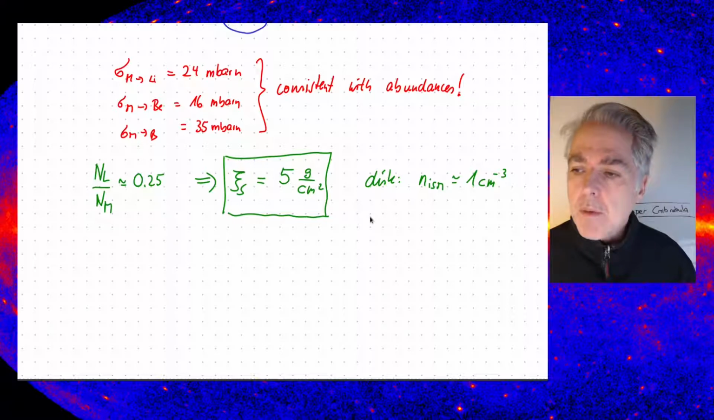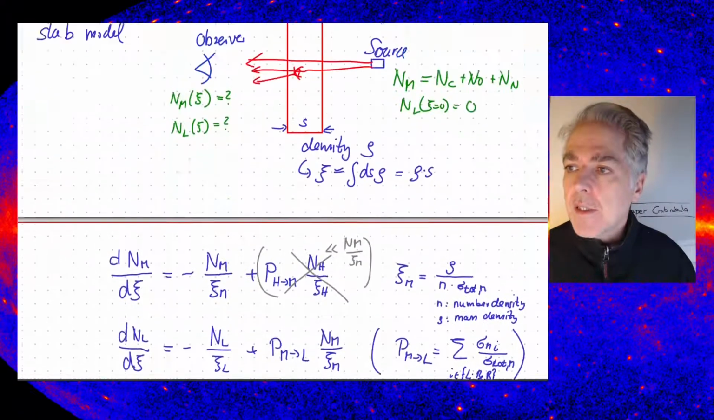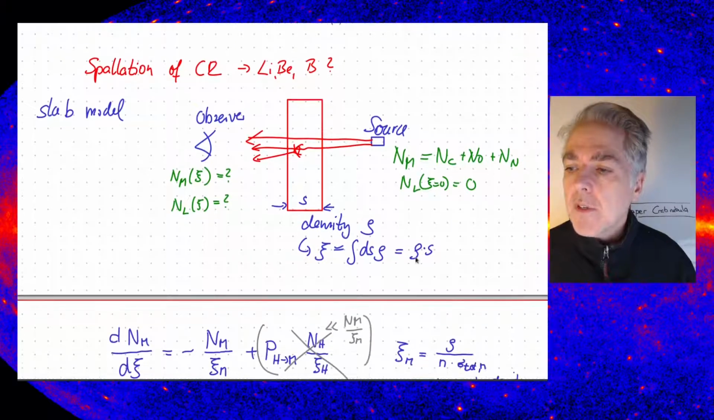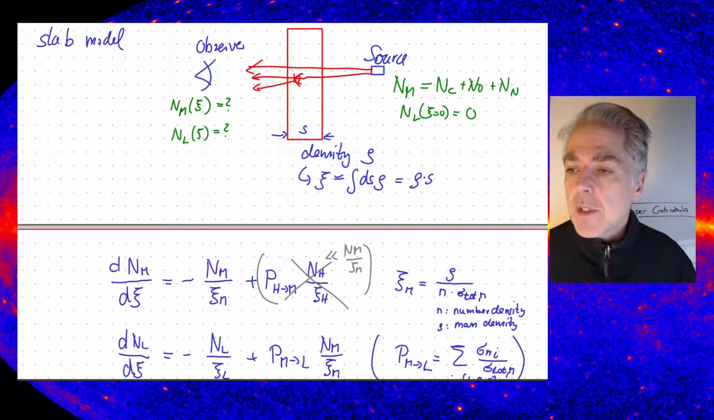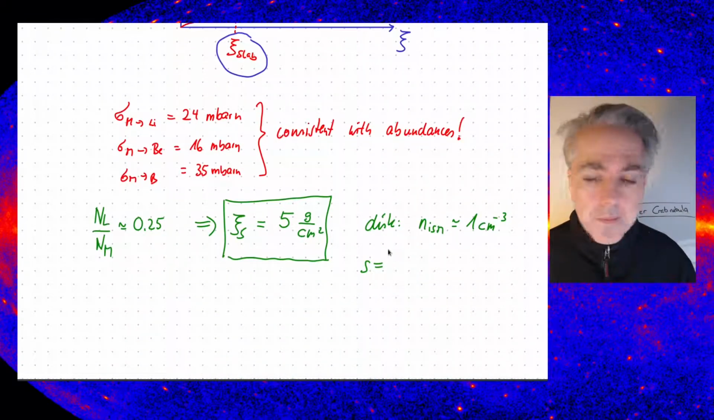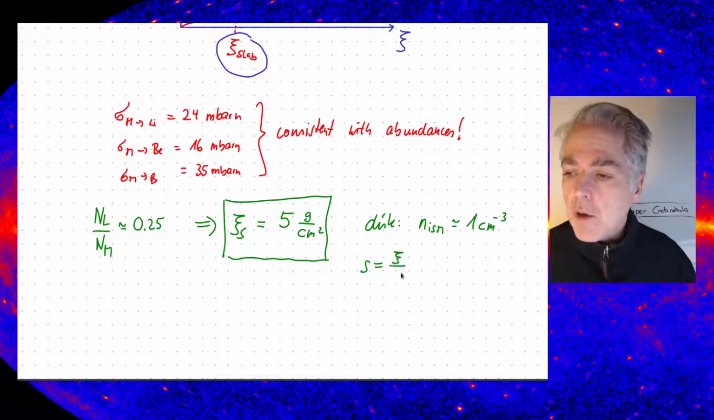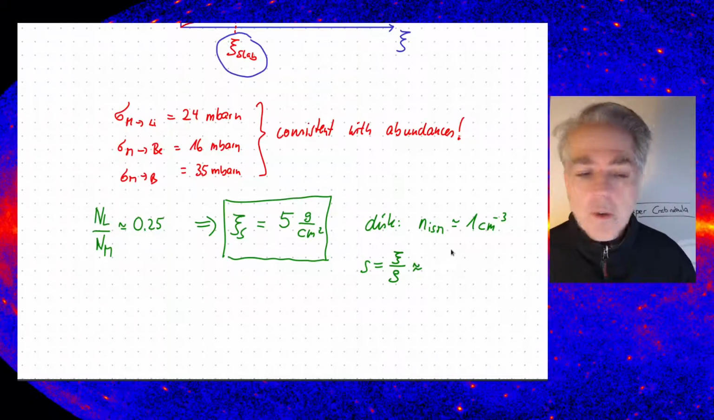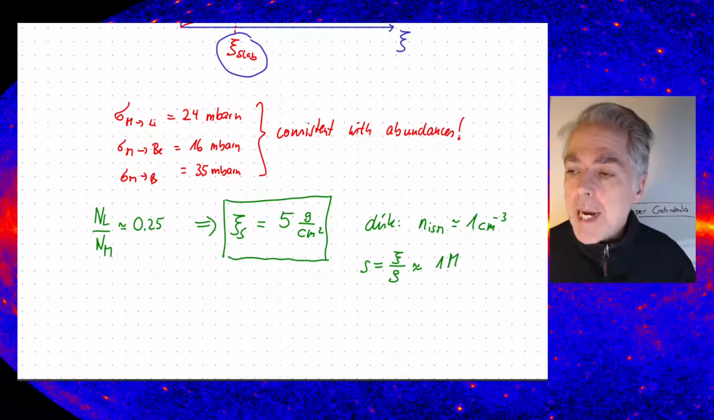Because we said, remember, if we go back to the way that psi is defined, psi was defined as rho times S. So we know rho because it's roughly 1 hydrogen per cubic centimeter. We know psi to be 5 grams per square centimeter. So let's have a look at how large S is. S turns out to be psi over rho, and that's of the order of about 1 megaparsec.